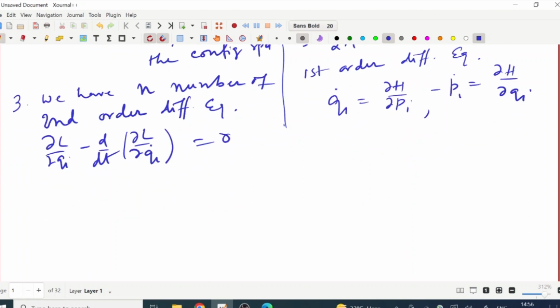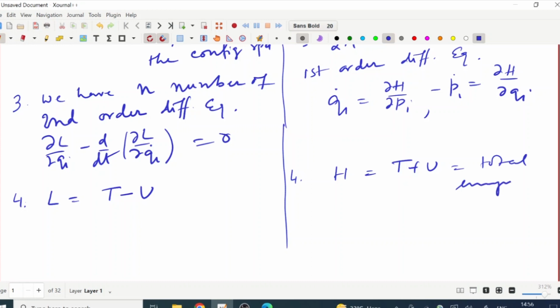We have already seen that in most cases, particularly in conservative systems, the Lagrangian is kinetic energy minus potential energy. However, this is not a requirement. The Lagrangian should be such that it produces the correct equations of motion to describe the system. So, fourth point, the Lagrangian is generally kinetic energy minus potential energy, and in the Hamiltonian formulation, the Hamiltonian is the total energy of the system. So, in that sense it is unique because a system has a unique energy.